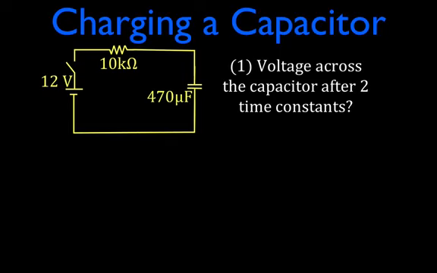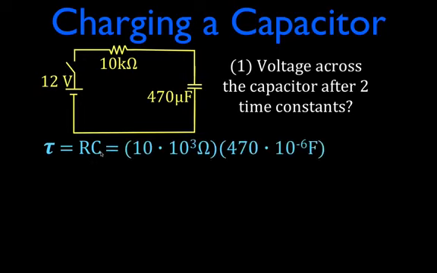Okay, first of all, we have to figure out what one time constant is. The way we calculate the time constant, tau, the symbol we use for the time constant, is we just multiply the resistance of the resistor times the capacitance of the capacitor. We get R times C, which is 10 times 10 to the third, because of a 10,000 ohm resistor, times 470 times 10 to the minus 6, for microfarads. And that gives us that one time constant is 4.7 seconds.